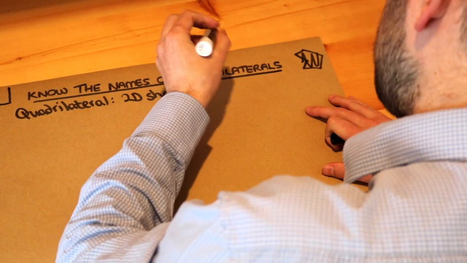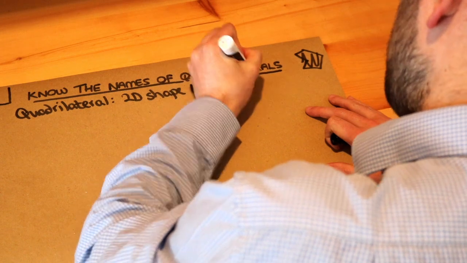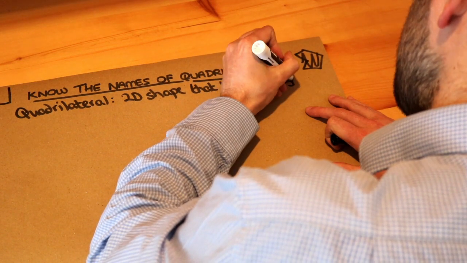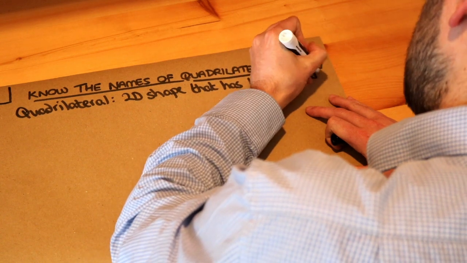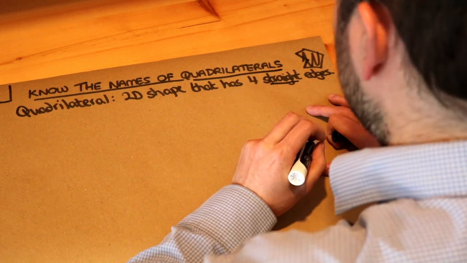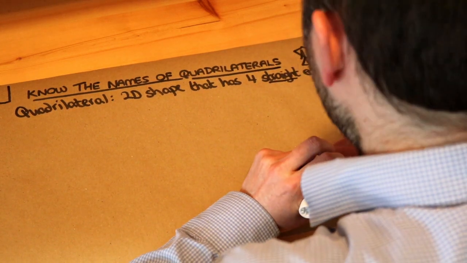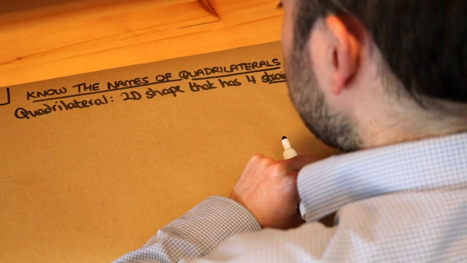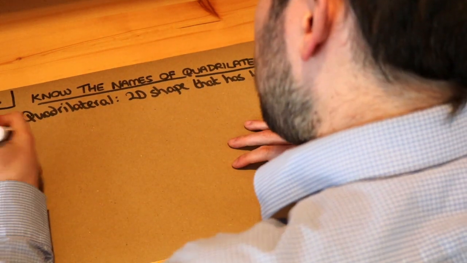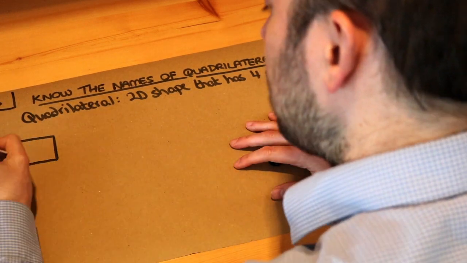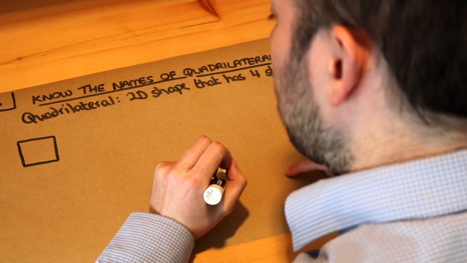And this 2D shape has 4 straight edges. So it's got 4 sides and they have to be straight. Edge just means side. So what shapes do you know that have 4 sides and they're all straight? Well, the obvious one you might be thinking of is a square. So this is a square. And what do we know about the square?